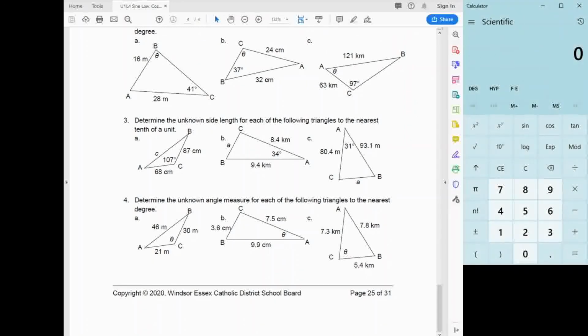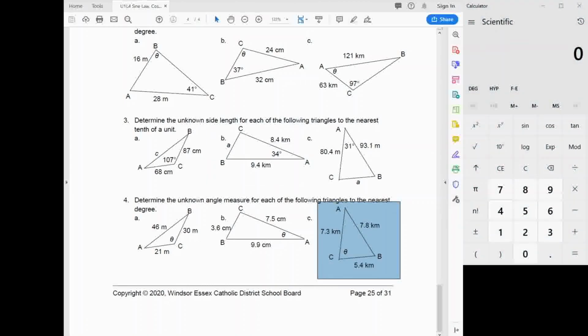For 3, we'll do 3B. In 3B, we have a side 8.4, another side 9.4, and we have the angle between. So we would use the cosine law. So this would be 8.4 squared plus 9.4 squared minus 2 times 8.4 times 9.4 times the cosine of 34 degrees. And then I would find the square root of this. I would get 5.3 kilometers. That would be my length for a.